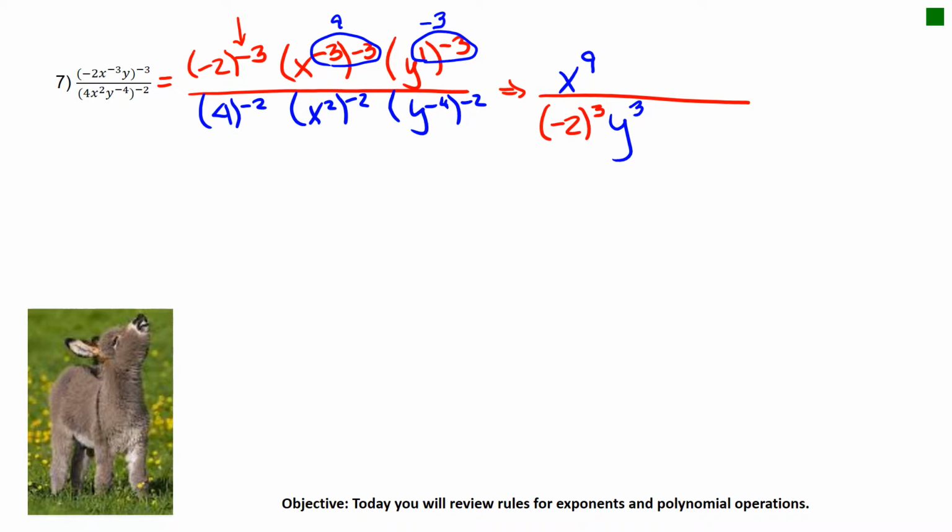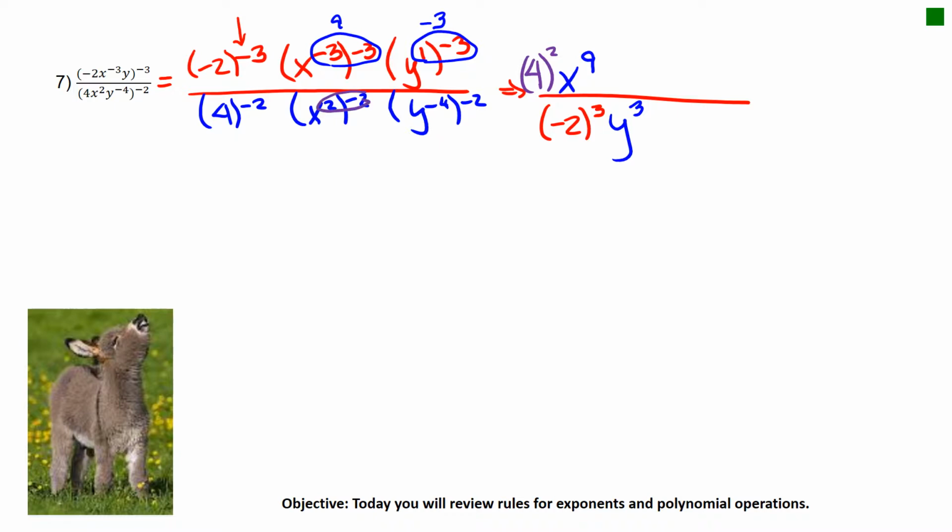This 4 to the -2 got a negative. I should have left some room for that. I'm going to move it to the top. I got all upset because I ran out of room. I'm going to take this 4, move it to the top, and make it positive.